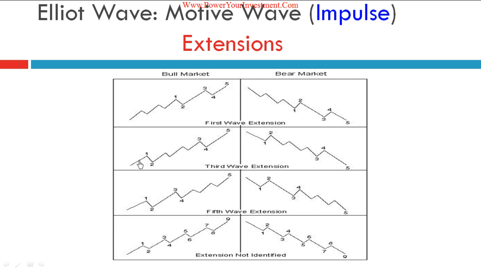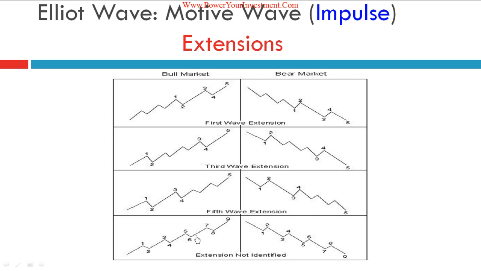Now here we have a normal wave 1, but we have an extended wave 3. But since we know the length of wave 1, we can estimate the length of wave 5. This is the primary use of extension. Now in the first figure we see there's a first wave extension here. In the second figure we have a third wave extension. In the third figure we have the fifth wave extension.